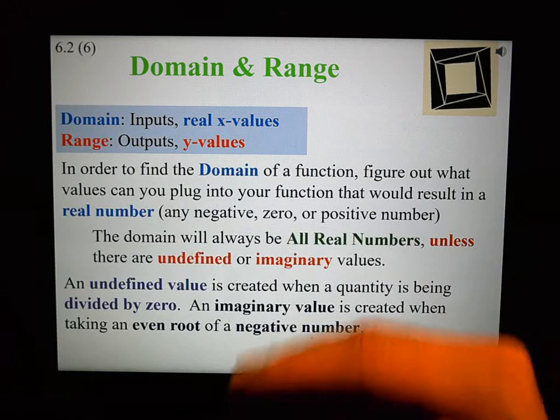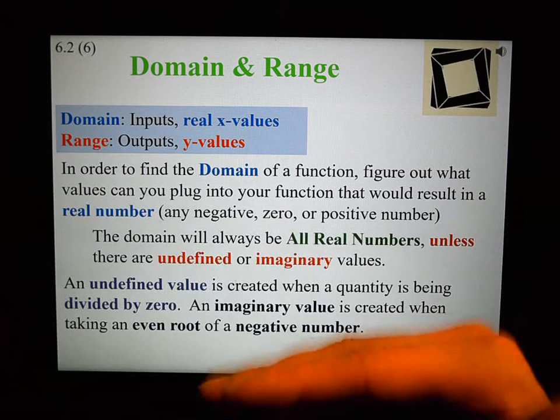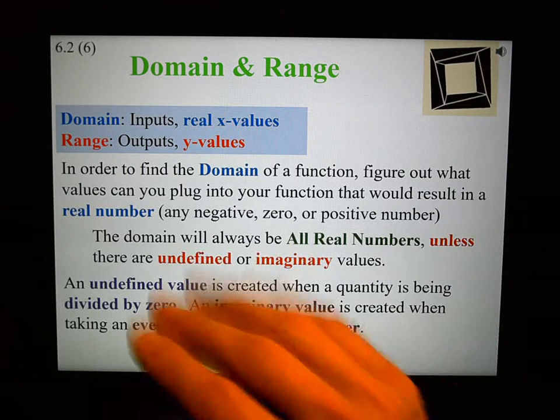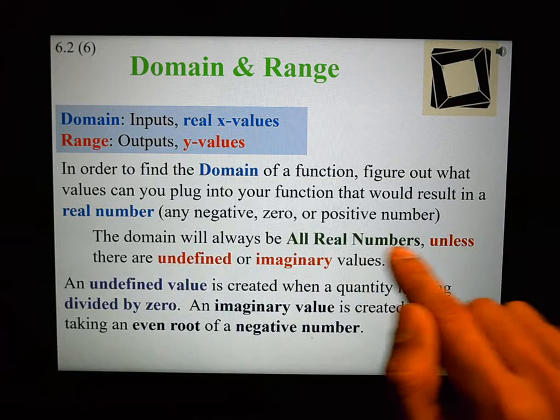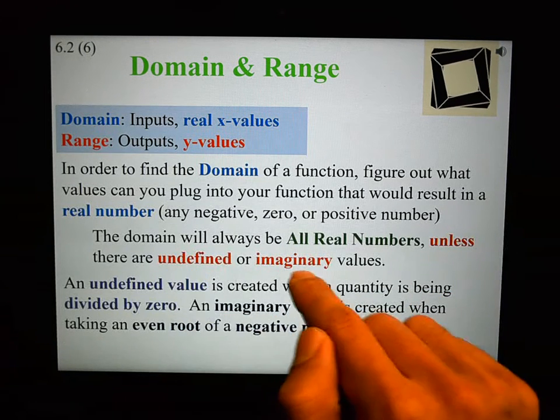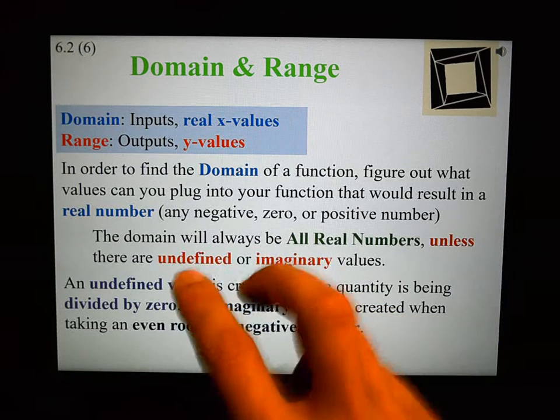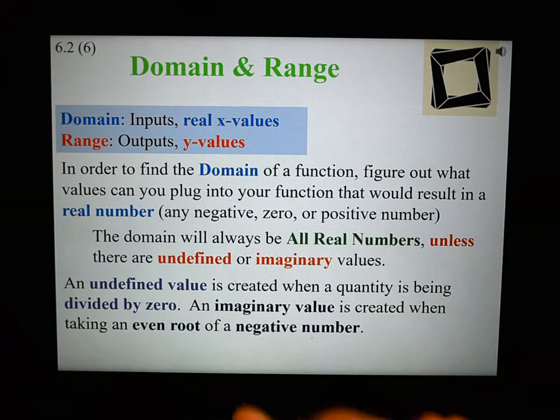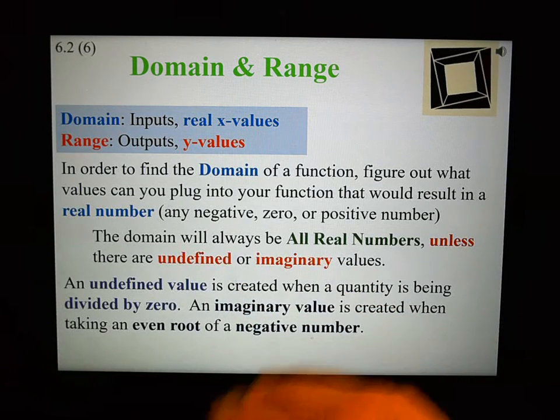So when you're doing problems that I ask you to find the domain, your domain will always be all real numbers unless there are undefined or imaginary values. So I'm going to go into those two things specifically. You're going to have to know those two things and what causes it.